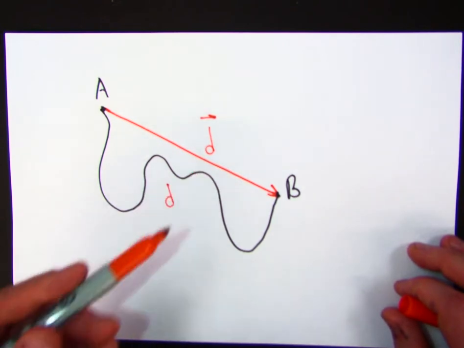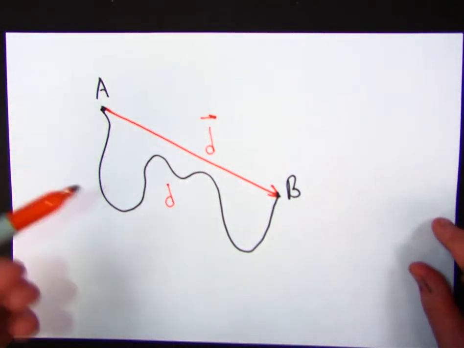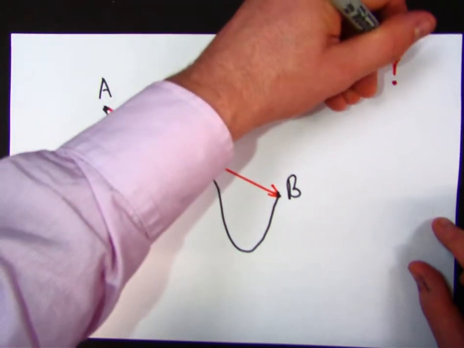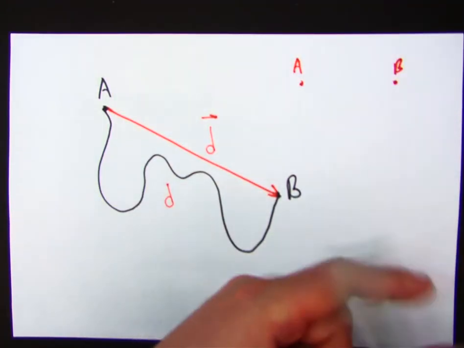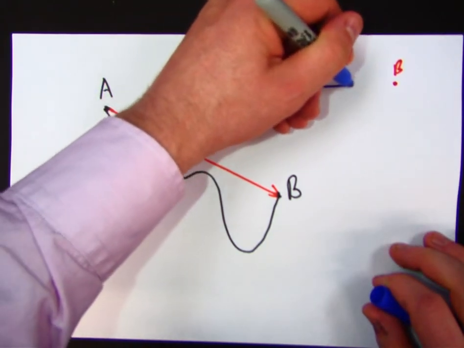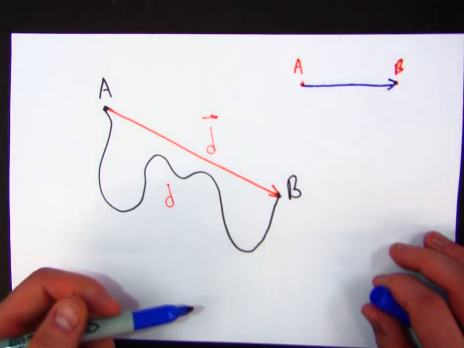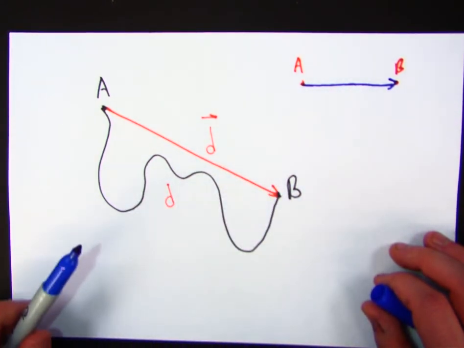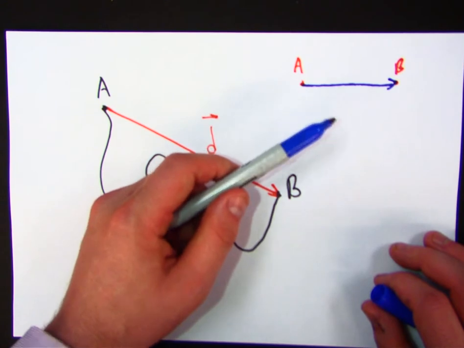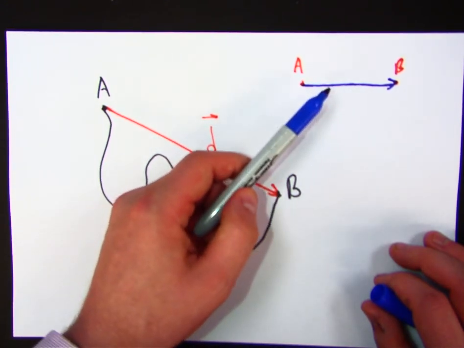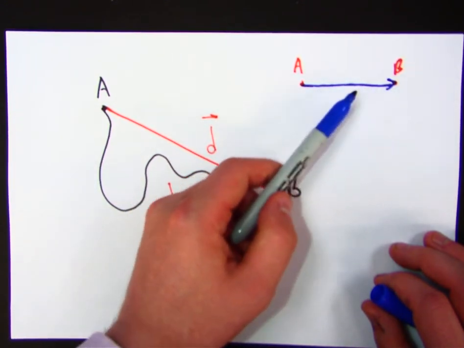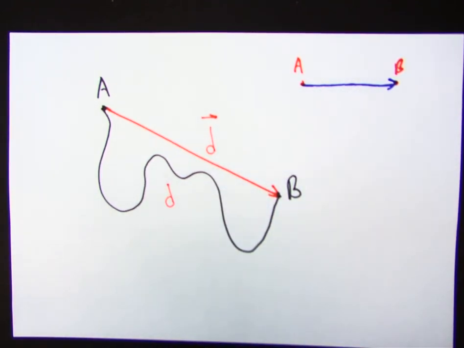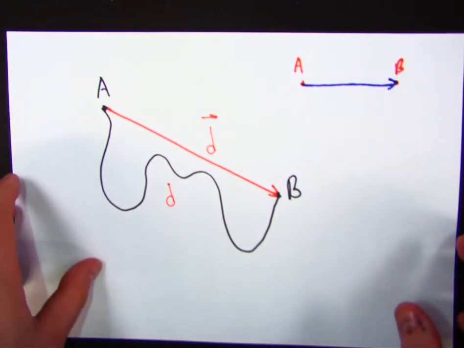Could the distance ever equal the displacement? Absolutely. If I traveled only in a straight line, in other words, let's say there's point A, there's point B, and I traveled from point A to point B in a straight line, my distance would equal my displacement. So it's possible for them to equal each other in magnitude. However, they do mean different things because the displacement would still include the direction. I guess in this case it would be to the right. So it still includes the direction. They do mean separate things, but the magnitude could be the same.